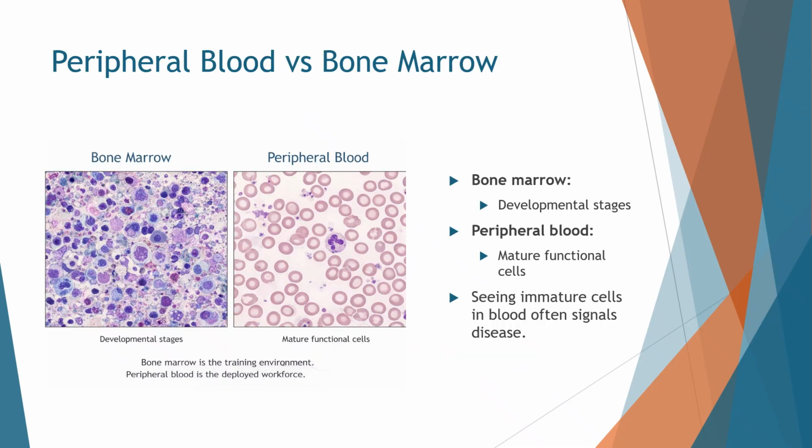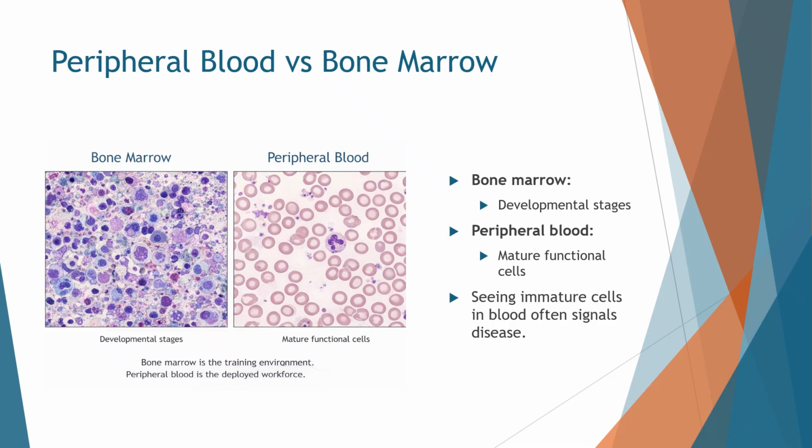This is one of my favorite conceptual comparisons because it helps students instantly understand what they're looking at. Think of bone marrow as the training academy and peripheral blood as the deployed workforce. Okay? In the bone marrow, you'd expect to see cells at every developmental stage. So immature precursors, active proliferation, and differentiation. It's busy, crowded, slightly chaotic, like orientation week for new employees.